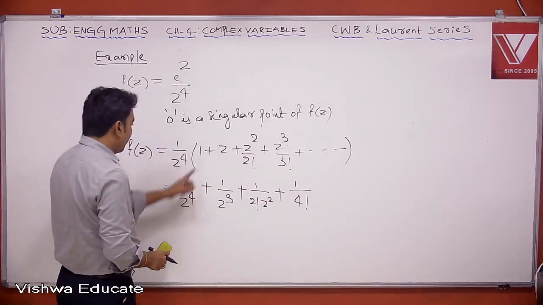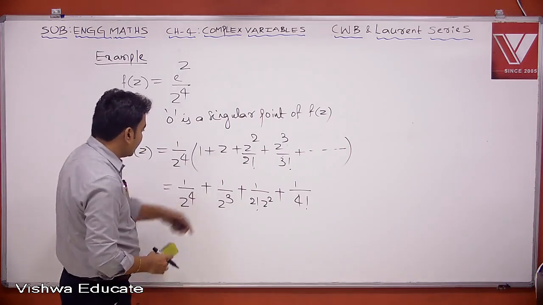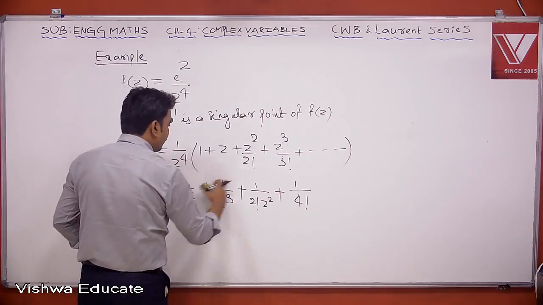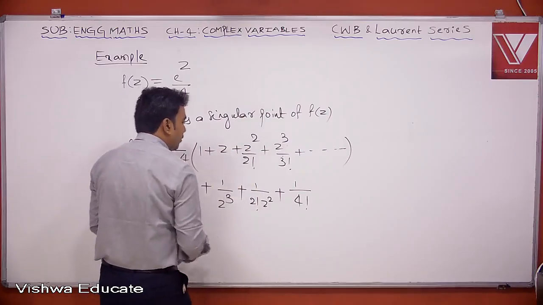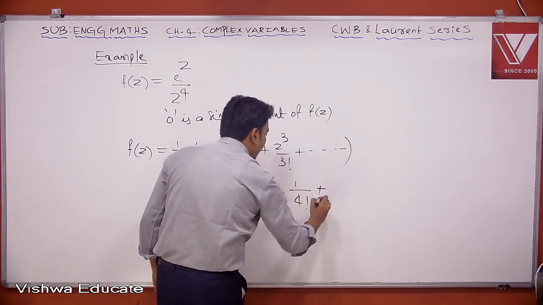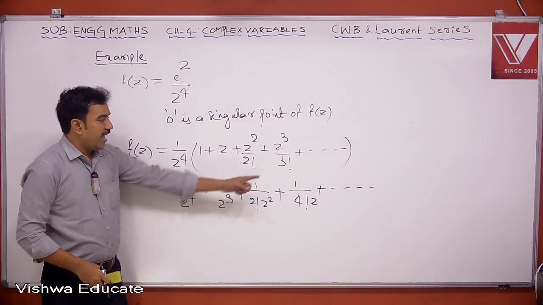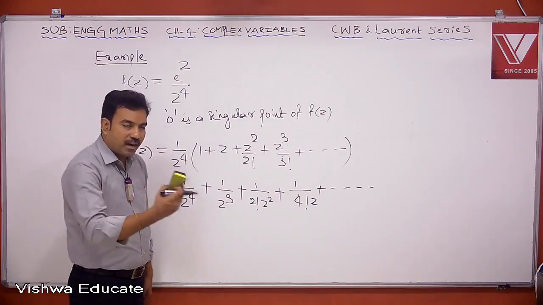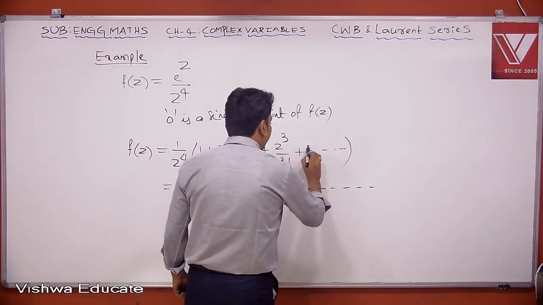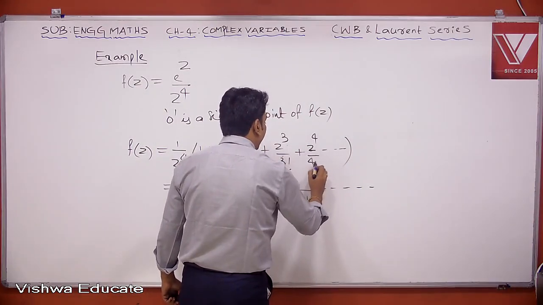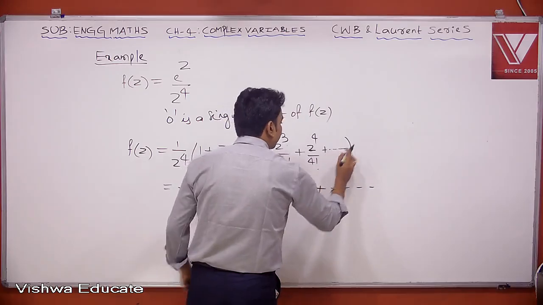Now 1 by z power 4 plus 1 by z cube plus 1 by 2 factorial z square plus 1 by 3 factorial into z plus and so on. Now when you look at this series expansion, let me write one more term. This is actually z power 4 divided by 4 factorial plus and so on.